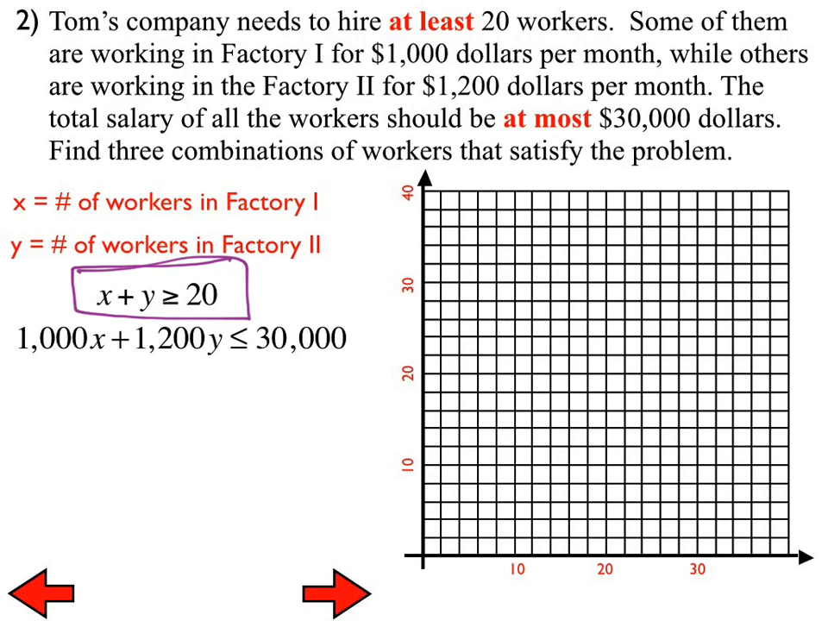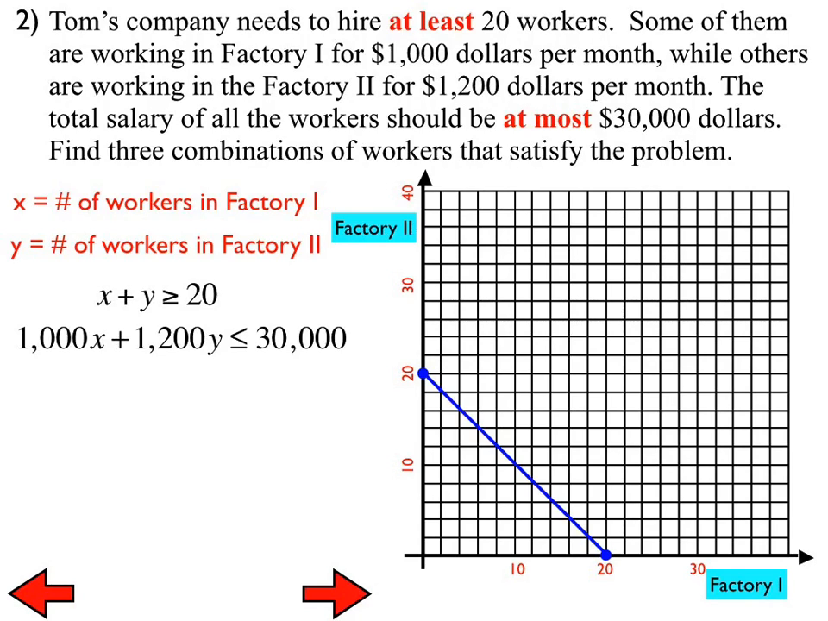If I graph x plus y is greater than or equal to 20 with the intercepts, anybody know what the x-intercept is? Just say it. What is it? 20. It's 20. What's the y-intercept? 20. It's 20. All right, so let's plot both of those. The x-intercept is 20, and the y-intercept is 20. That's represented by the blue dots that are there. This, of course, is a solid line, so use your ruler to connect those together.